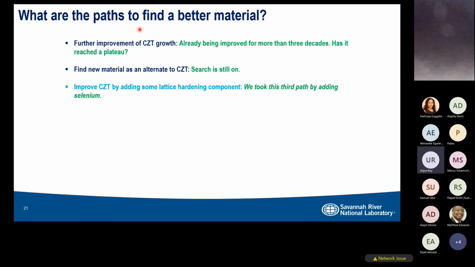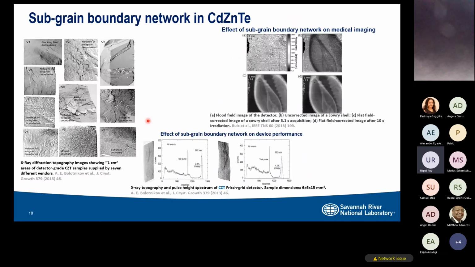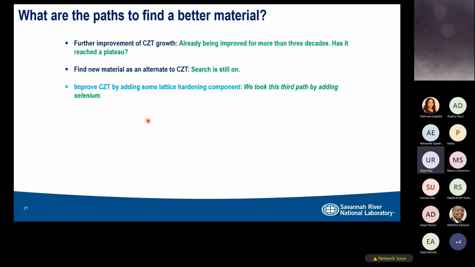So for the 3 decades, people have improved crystal growth, people have improved the starting material impurity and purity. But those problems, these dislocation walls and tellurium inclusions, are still there. So those three major problems could not be solved, although they were reduced a lot.